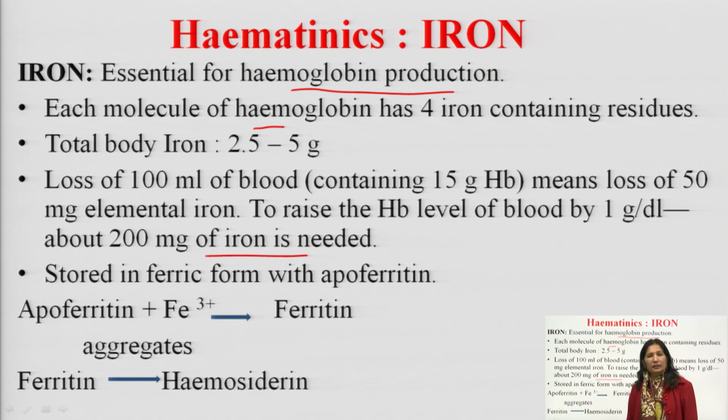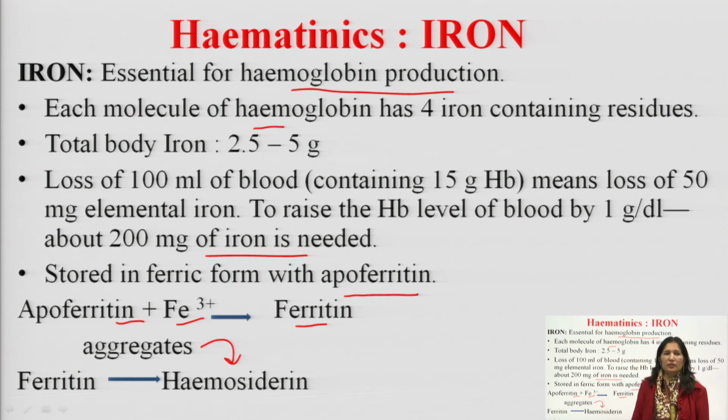So, how is iron stored in the body? Iron is stored in the ferric form with the protein apoferritin. Apoferritin forms a complex with the ferric iron and forms ferritin, which aggregates and forms hemosiderin, and then it is stored.